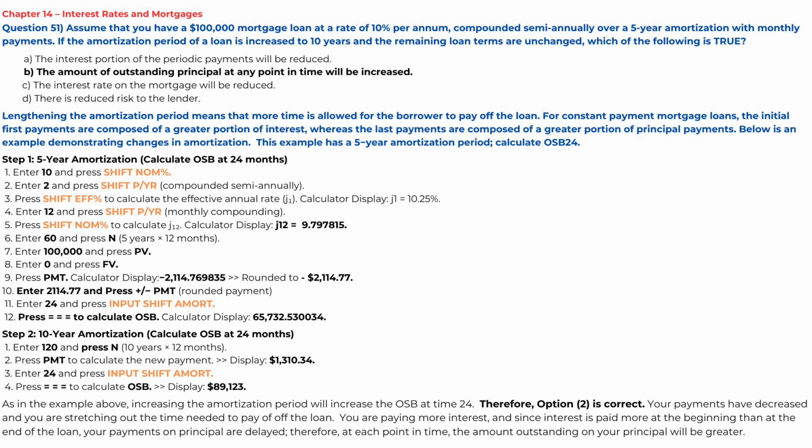$89,123. As in the example above, increasing the amortization period will increase the OSB at time 24. Therefore, option 2 is correct. Your payments have decreased and you are stretching out the time needed to pay off the loan.